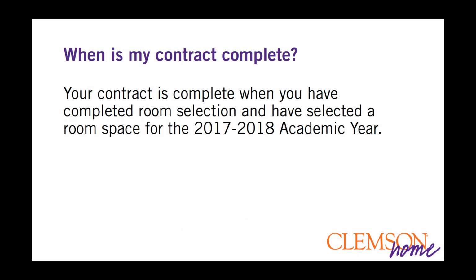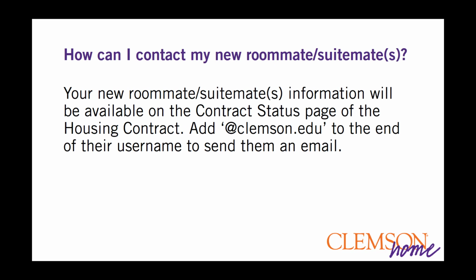When is my contract complete? Your contract is complete when you have completed room selection and have selected a room space for the 2017-2018 academic year. How can I contact my new roommate or suite mates? Your new roommate and suite mates information will be available on the contract status page of the housing contract. Add @clemson.edu to the end of their username to send them an email.